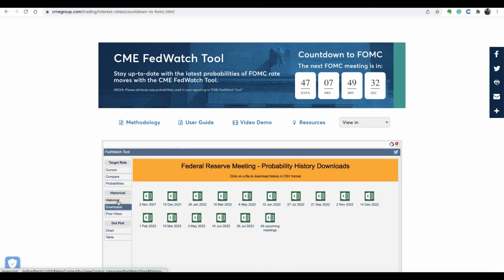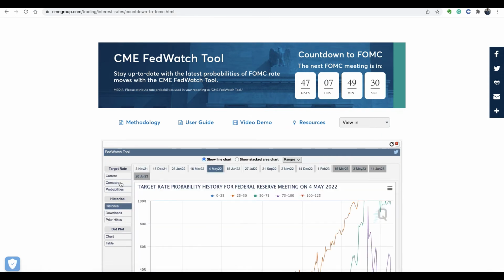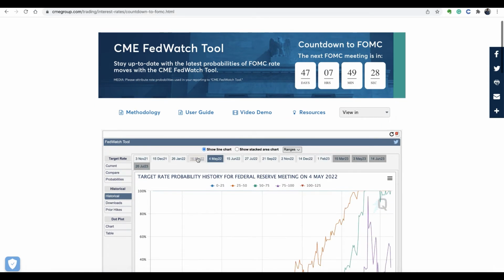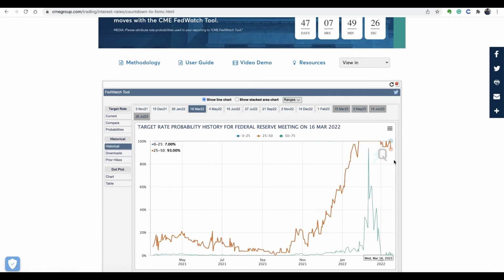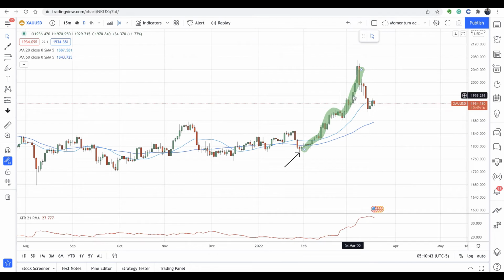Sorry, let's go to the historical chart once again. So it was correlating very much with the increasing expectations of a two-step hike. So you see that the probabilities were very, very high. So investors, traders started to buy more gold to protect against the potential inflation.